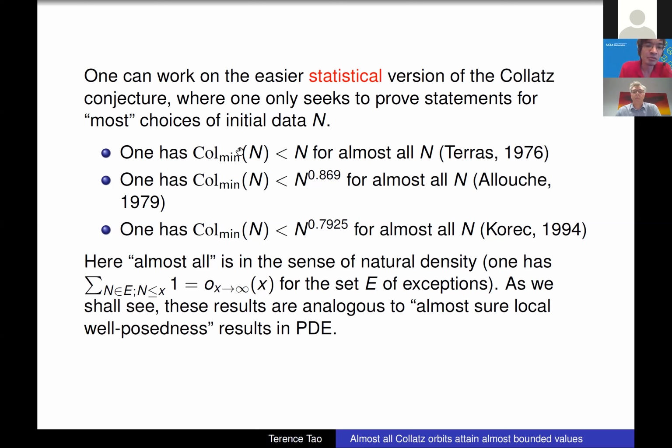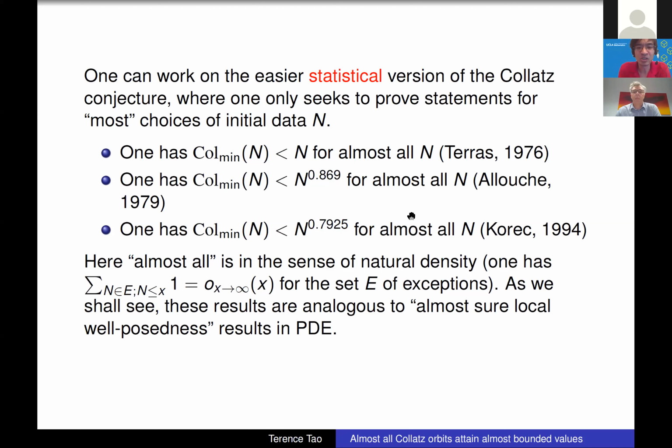As I said, this result is not really the strongest you could make, because you want the orbit to go all the way down to 1, and you just made it a little bit less than n. But the result got a little bit better over the years. A few years later, Allouche managed to show that if you start with almost all numbers n, you get less than n to a certain power, 0.869, as it turned out. So you get a little bit smaller than n, and that exponent was improved a couple of decades later by Korec to 0.7925, and for a long time that was the best result known.